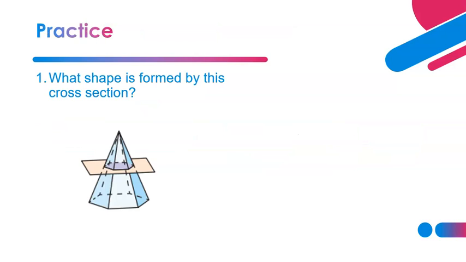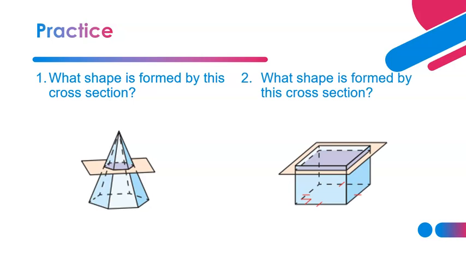Okay, so here's some practice. If you take a look at this one, it's a pyramid with a hexagon base and it's cut straight through. So we need to figure out what shape is formed. This ends up being a hexagon. Okay, if I take a look at this one, if I look at the base, it's got 4 congruent sides and it's got right angles. So this is a square. Cutting it like that would end up with another square.